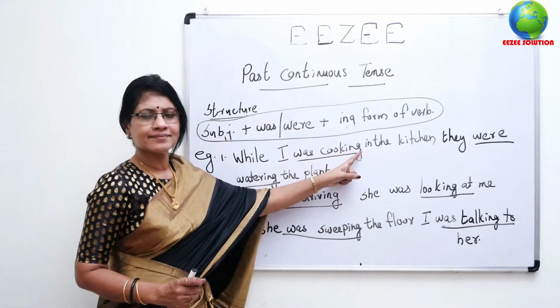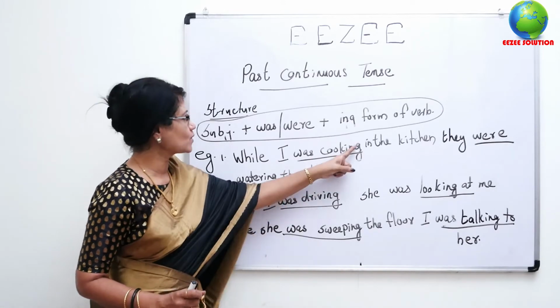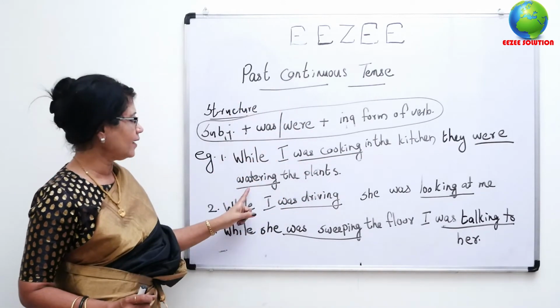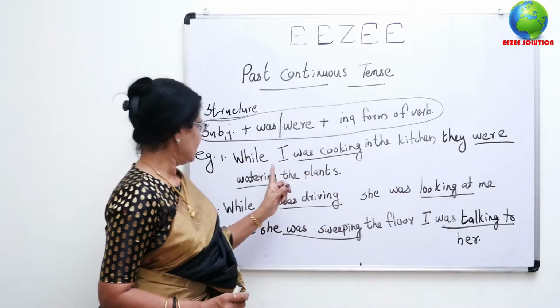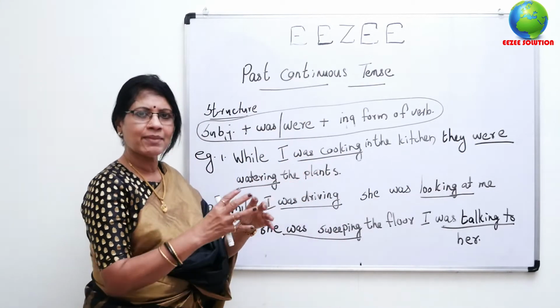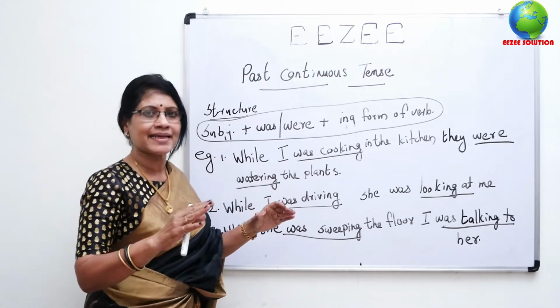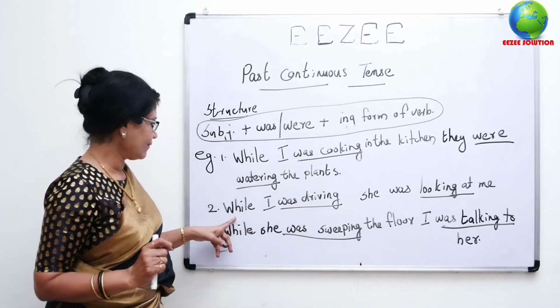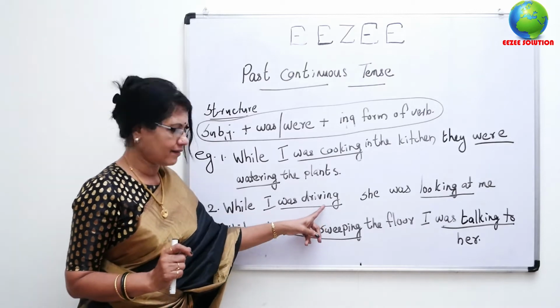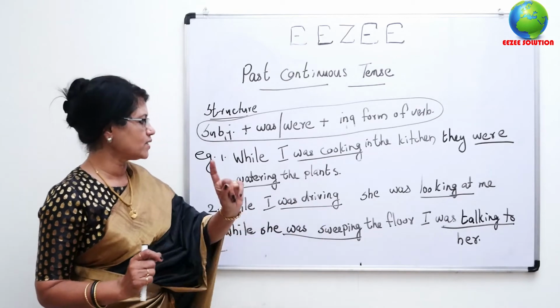Was cooking. I was cooking. Past continuous tense. Here, they were watering the plants. Simultaneously, these actions are happening at the same time. Parallel actions. Here, while I was driving, past continuous tense.